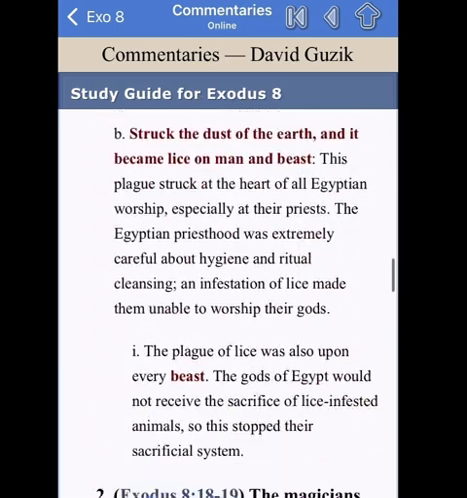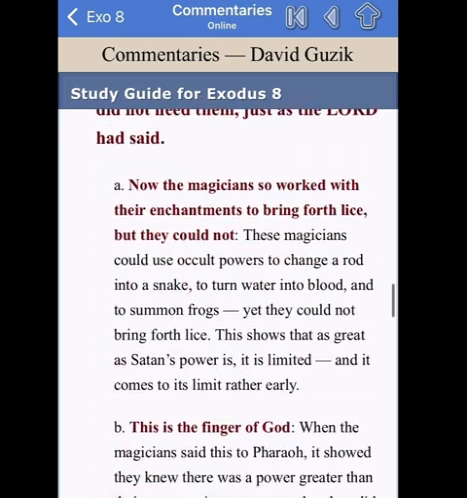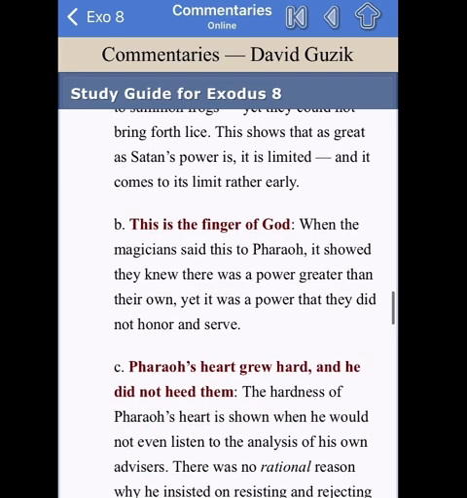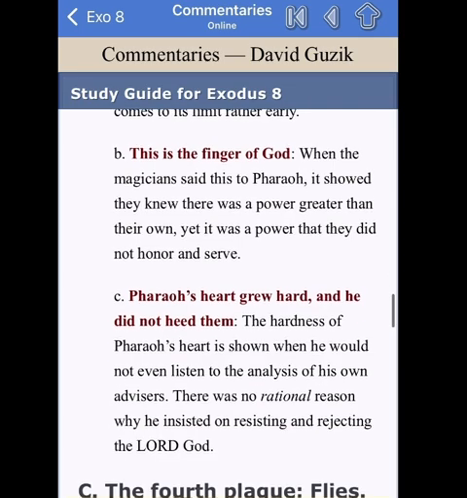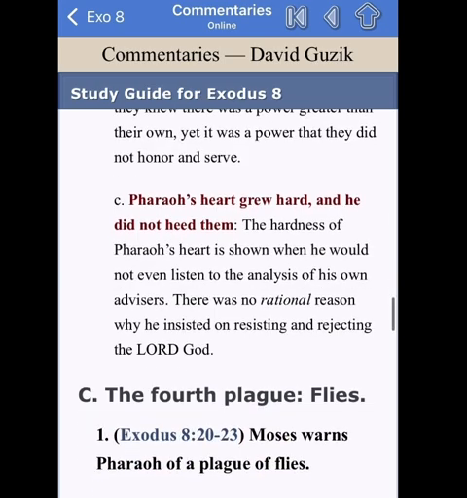All right, so this is verse 19, and it says, this is the finger of the Most High. It says, when the magicians said this to Pharaoh, it showed they knew there was power greater than their own, yet it was a power that they did not honor and serve.